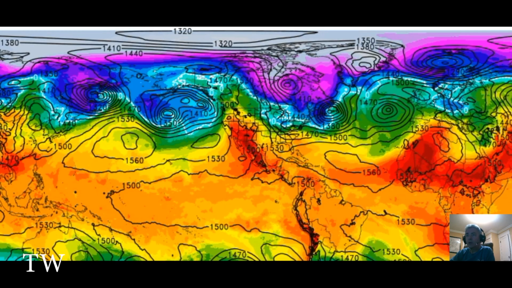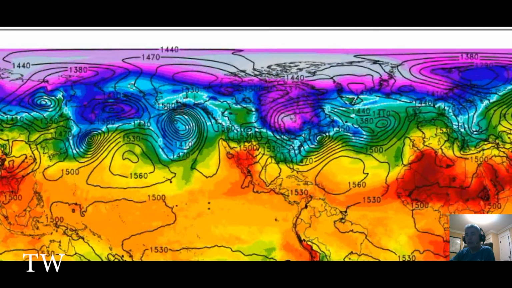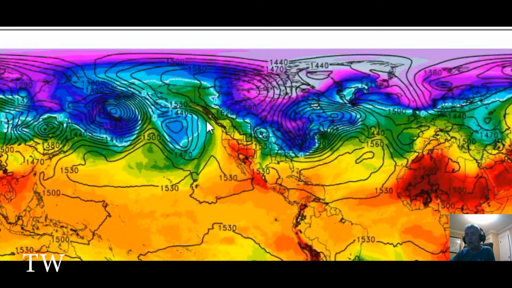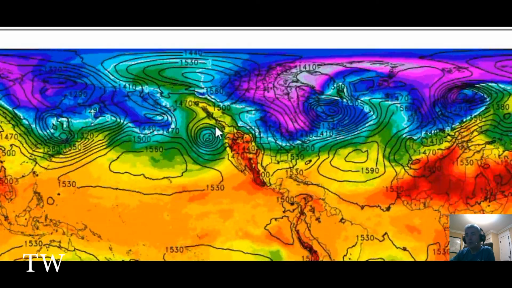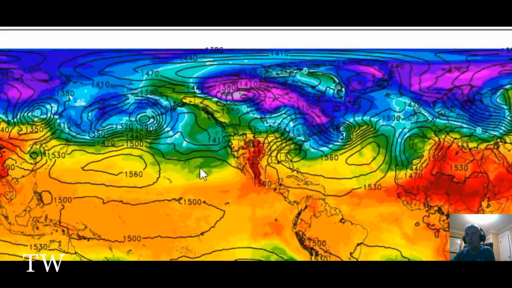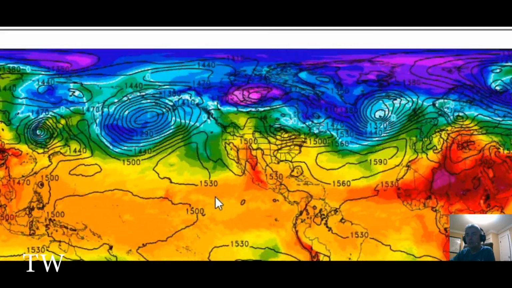All right, next we're going to take a look at the 850 millibar map of the world, because we're going to take a look at why in the holy hell we're getting snow in the Northeast. So I'm going to loop this here, and I want you to keep your eye on this area here. The Aleutian area. So Aleutian Low is what this is called.